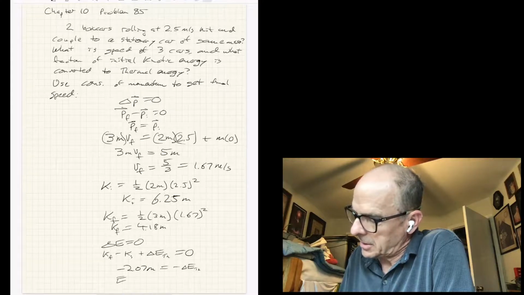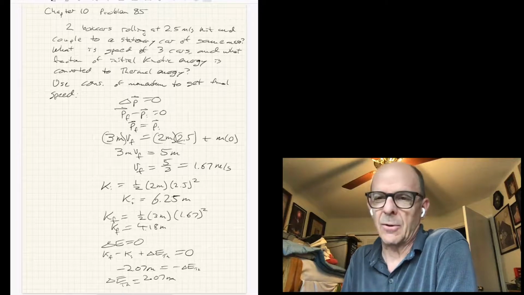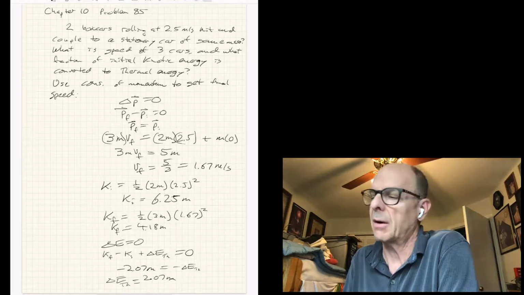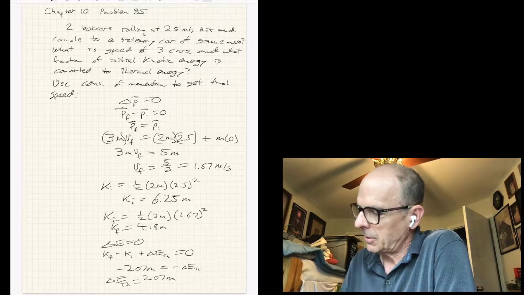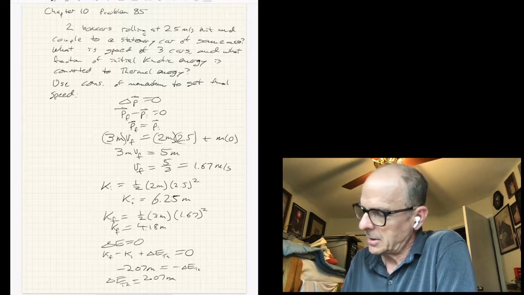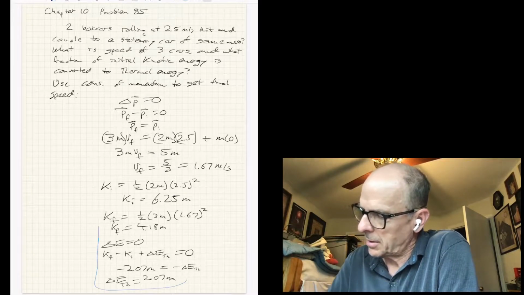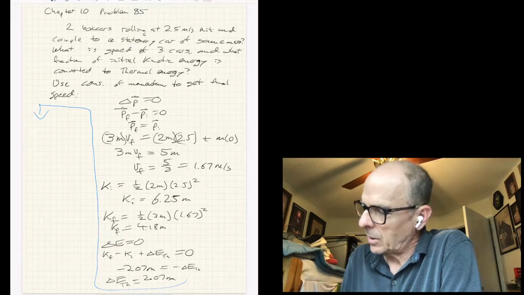So the change in the thermal energy is 2.07 m, whatever units that is. Doesn't matter because the question doesn't ask us for that number of joules. If it did, we would need to know the mass of those train cars in kilograms. It asks for the fraction of the initial kinetic energy. The initial kinetic energy is, what is it, 6.25 m. So I'm going to come over here and finish it on this one page.